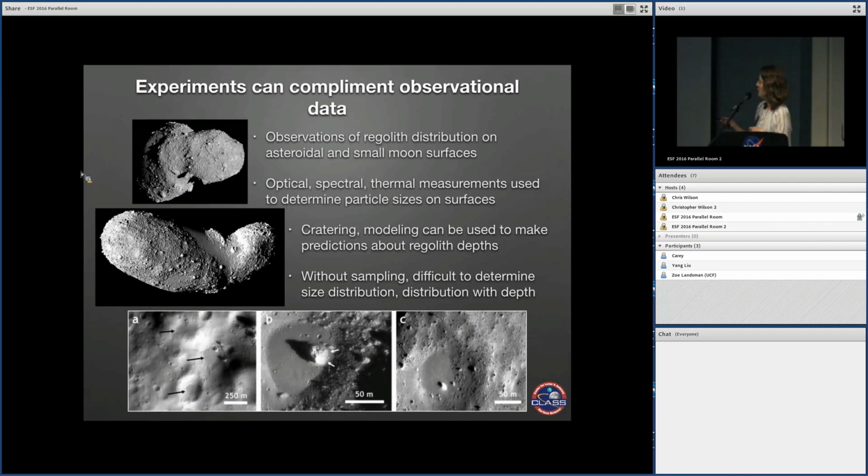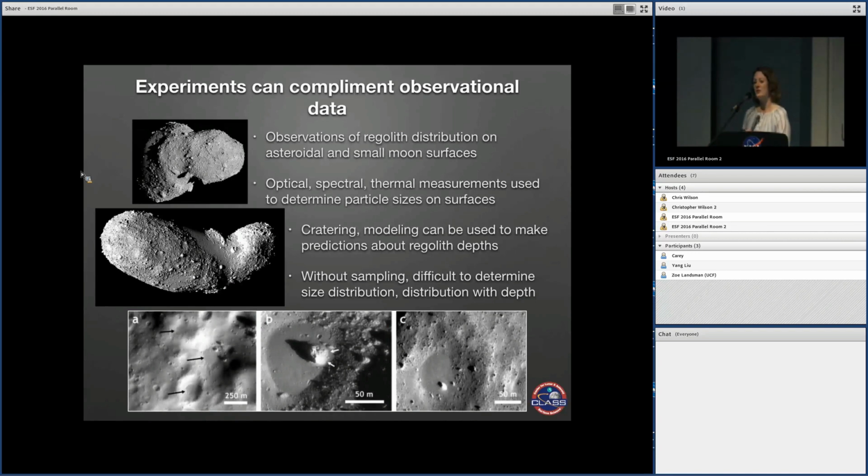So these are just some pictures of different asteroids, Eros, Itokawa, different surfaces we've seen. And as we know, as Dr. Britt just talked about, we know that there is regolith on all of these surfaces. They're dusty, coated, airless bodies, anywhere from the moon to asteroids to other small bodies in the solar system.